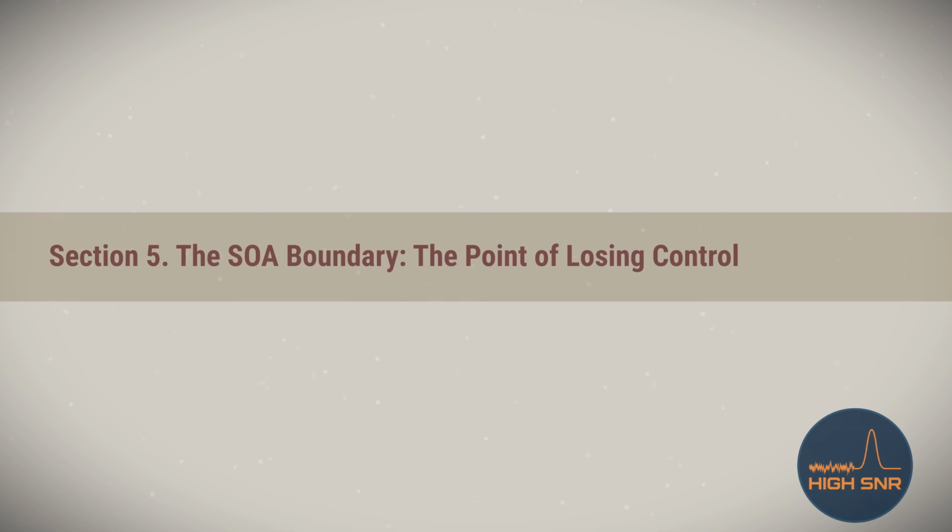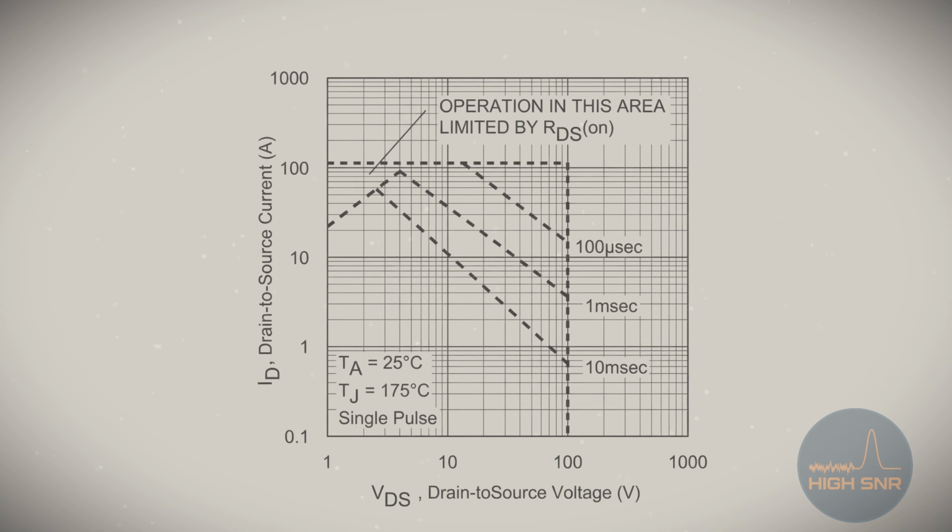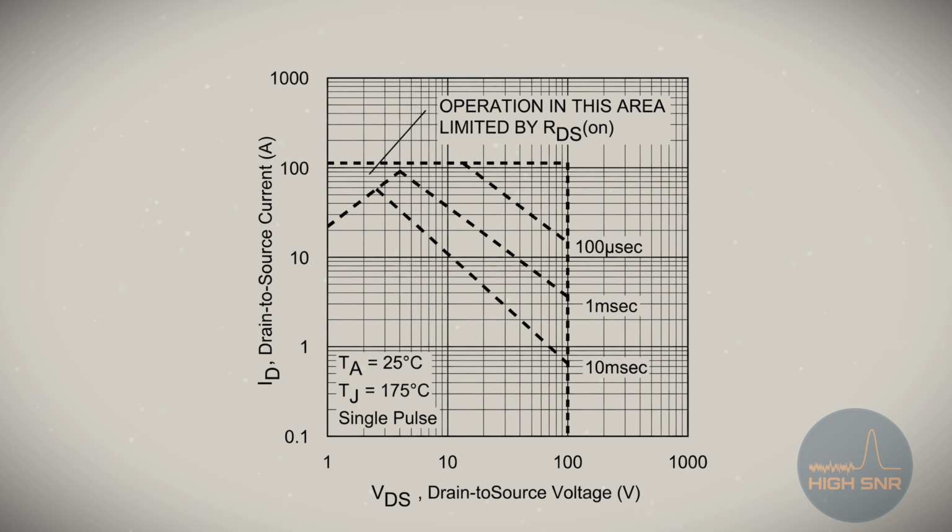Section 5. The SOA boundary. The exact moment you lose control over the transistor. Let us examine the graph for the safe operating area, commonly known as SOA. As designers, we all love to focus on the continuous direct current lines and the thermal limits located on the left side of the chart. But I want you to look closely at the far right section of that graph. Exactly where those current lines suddenly drop off, with a harsh vertical line.